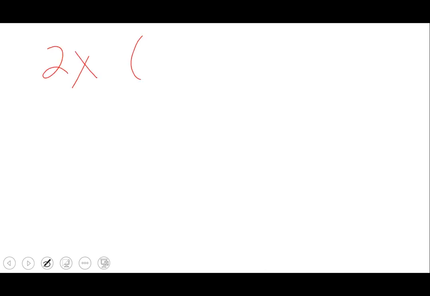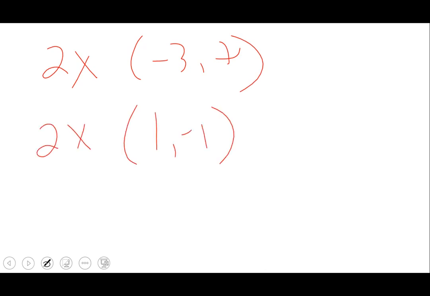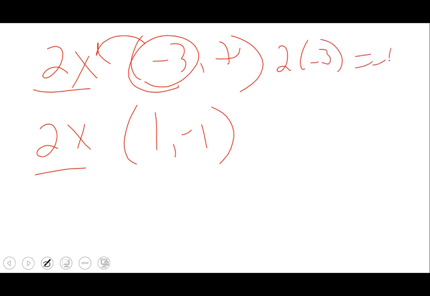They wanted you to do this problem at -3, and they wanted you to do it at 1, -1. So after you have the general formula, if you then want to get specific, choose the specific x value. You'll have a slope of -6. Choose the specific x value. You'll have a slope of 2.